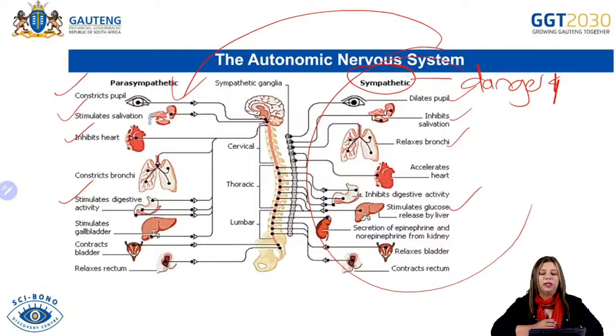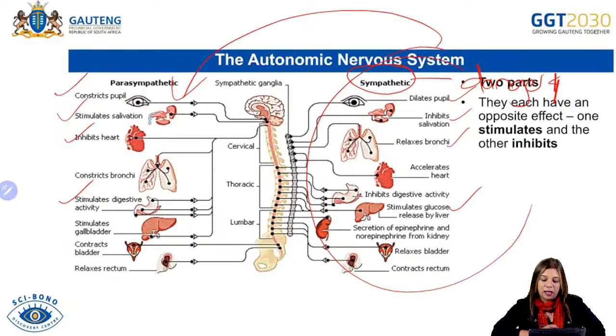So the autonomic nervous system, if you look at it, has two parts, okay? And they have the opposite effect on each other. The one stimulates and the other one inhibits. Stimulates is sympathetic. Inhibits is parasympathetic.